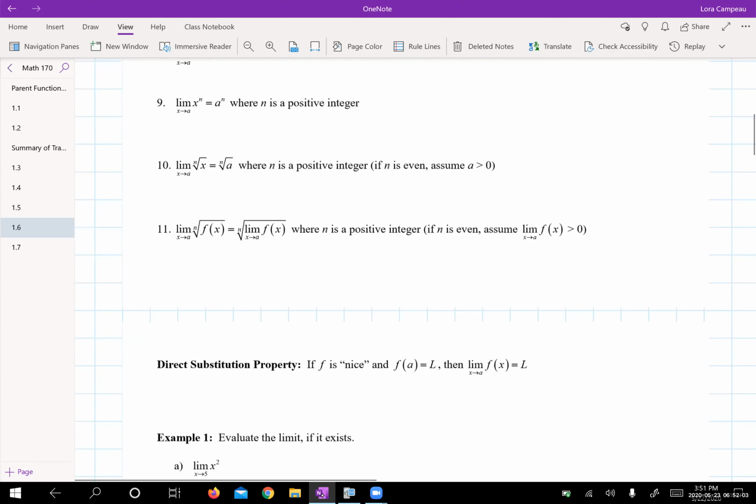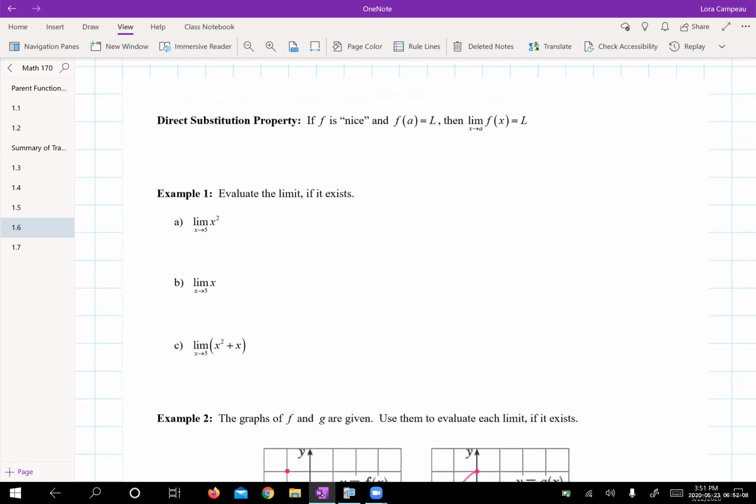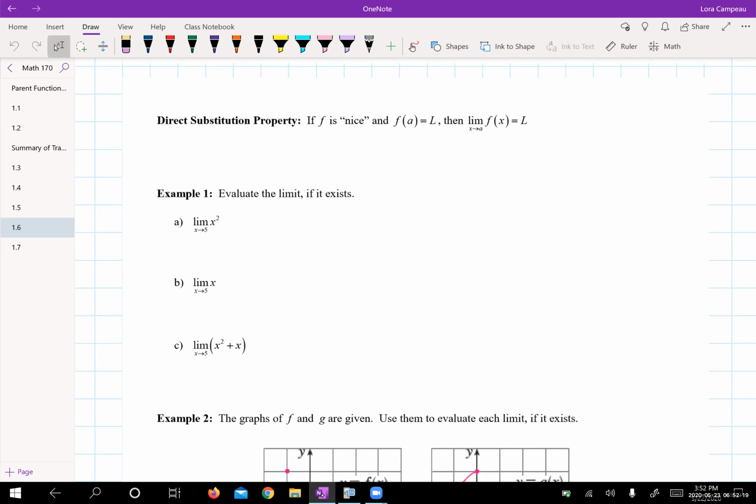So we'll start off with the direct substitution property. This is something that you might have already figured out as we were looking at section 1.5. They're trying to tell us if f is nice, and usually when we talk about nice in our class, they probably mean a little bit more in terms of smooth. We want to think of the functions in the toolkit.